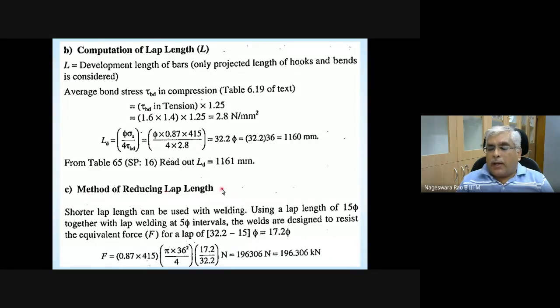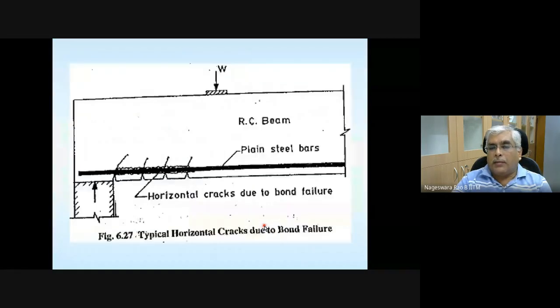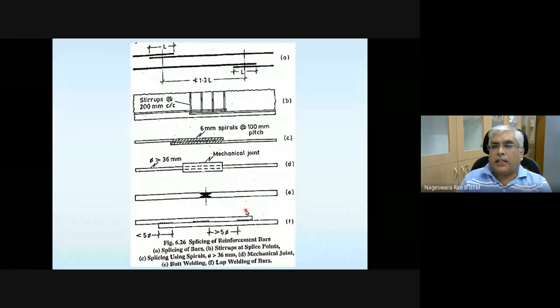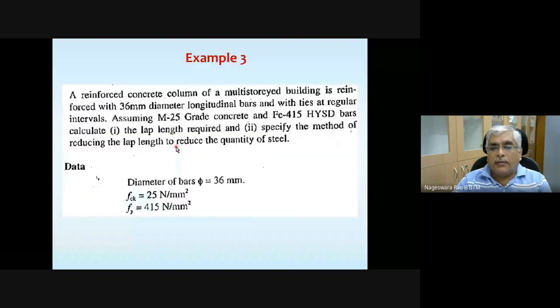Method of reducing lap length. Shorter lap length can be used with welding. Using a lap length of 15 times diameter together with lap welding at 5 times diameter intervals. So basically this is what is done. Let me show you the figure, then you will understand better. So let me show you the figure. I think a figure is there here.